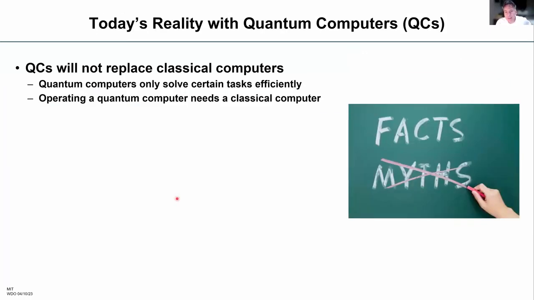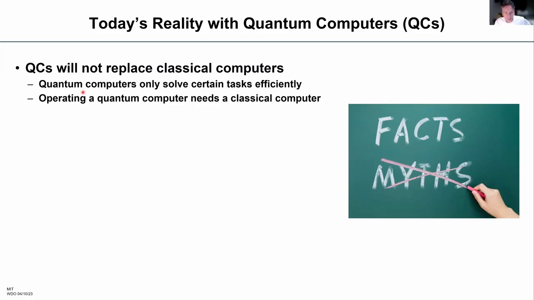Okay. So with that, this is my last slide. What is the reality of quantum computing today? There are a lot of myths out there. Let's just dispel them now. So first off, quantum computers will not replace classical computers. Quantum computers don't solve efficiently every type of problem. They only solve certain problems efficiently.